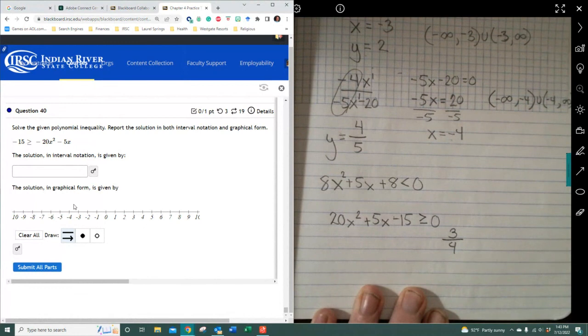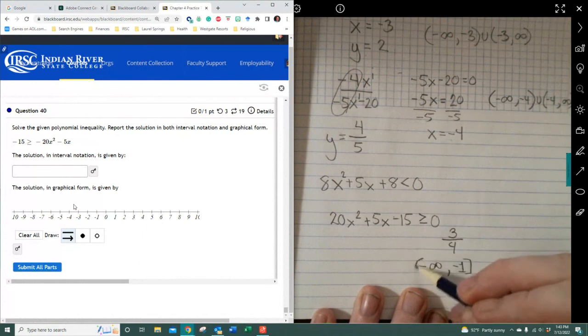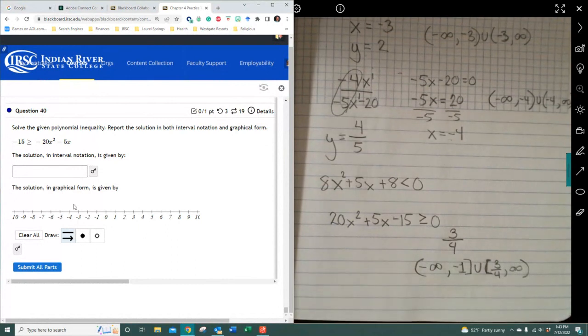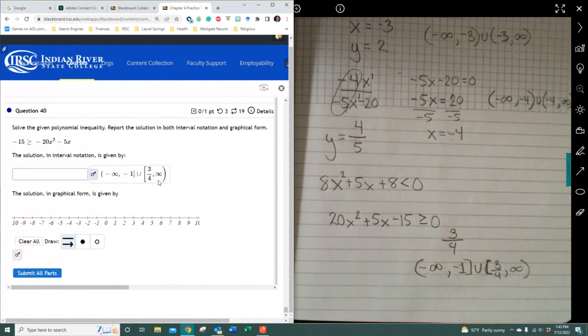So now where is this thing above the axis? I've got to remember it's from negative infinity to -1 inclusive, and then I'm going to pick it back up at 3/4, inclusive, and then to infinity. That's when it's above and equal to the x-axis. And those are my answers. So I'm going to put that as my answer here.